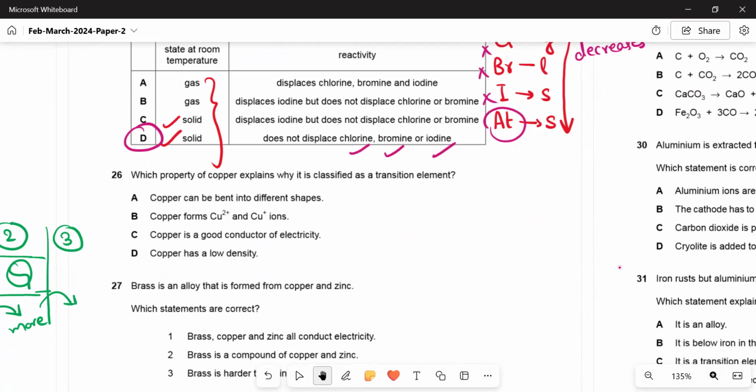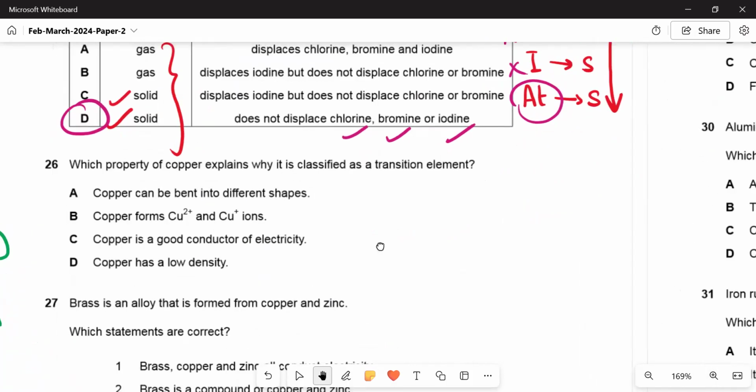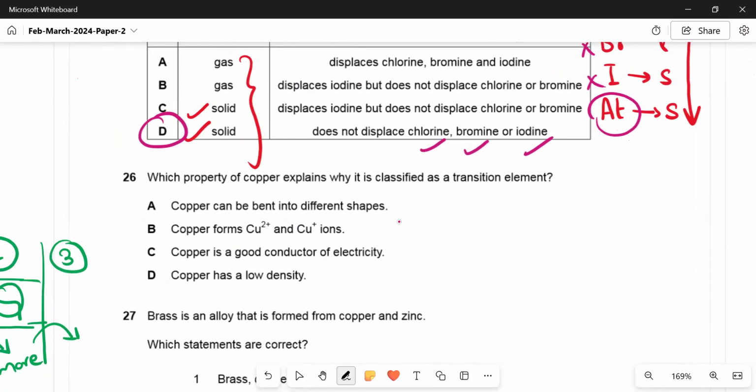Next question, which property of copper explains why it is a transition element? Now, why is copper a transition element? Transition elements have variable oxidation states, variable oxidation numbers. So here copper forms copper 2 plus and copper plus. This one is correct.